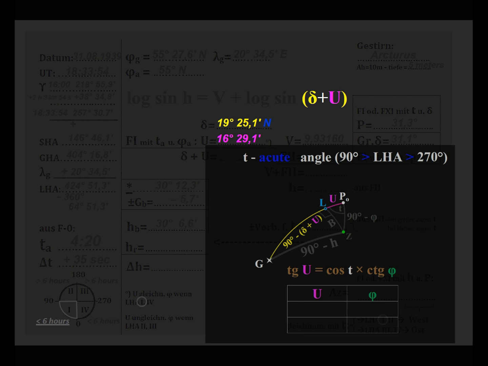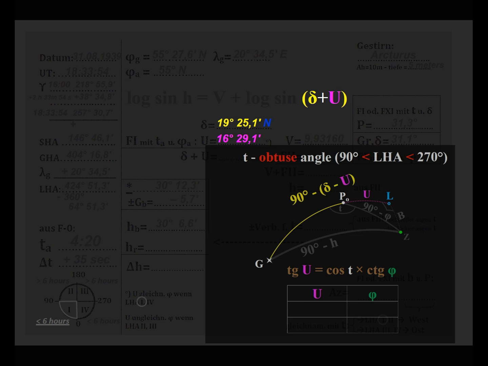In the case of an acute angle T, the cosine of T is positive, so the value of U has the same sign as the observer's latitude. This is indicated in the hint. U has the same sign as the latitude if the local hour angle belongs to the first or fourth quarter of the circle. The word gleichnamig in German means has the same sign.